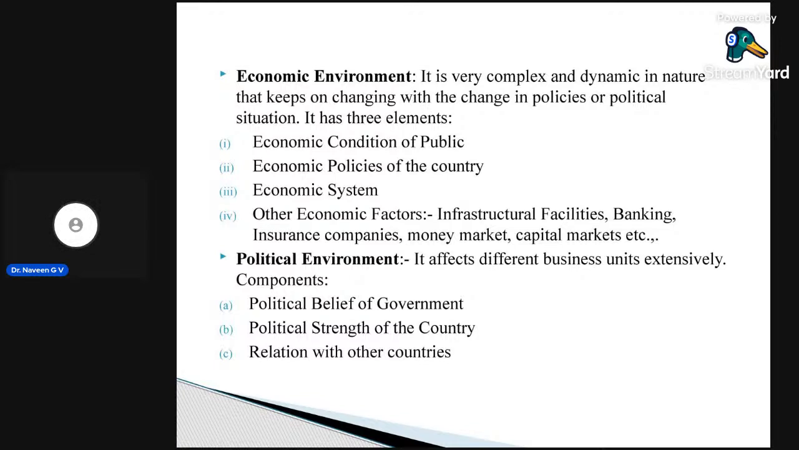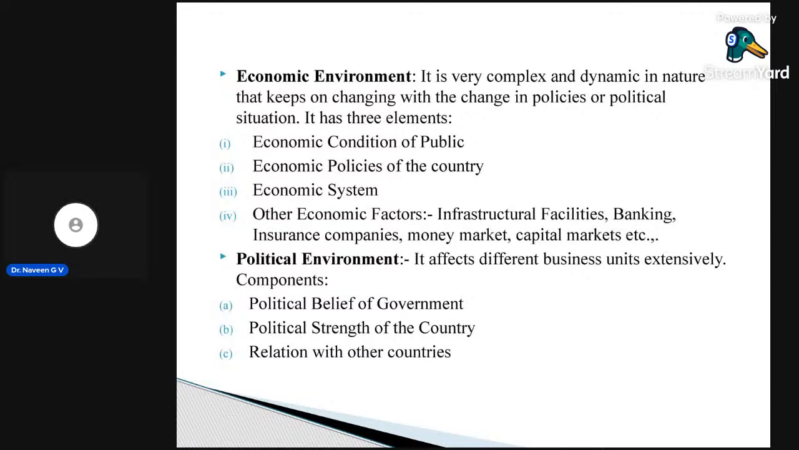As we know, related to the economy, when the central government or any other government needs a financial policy to be changed, the amendment can take place on the basis of the political situation. It has three elements: economic conditions, economic policies, and economic system, and other economic factors. Economic conditions mean the business cycle and growth of the economy are important factors defining the economic environment. That means it decides the size of the local and domestic market.